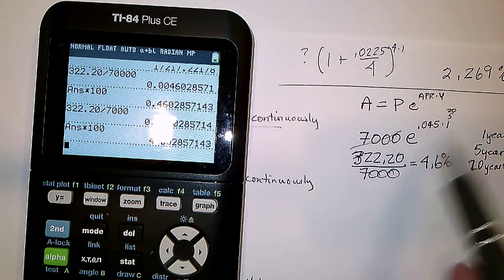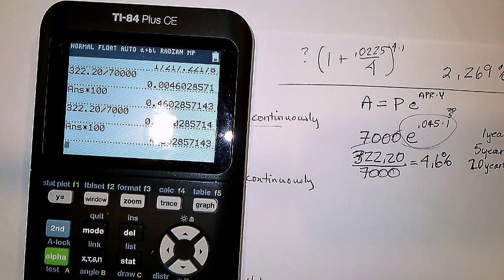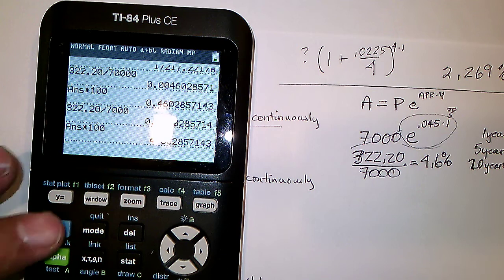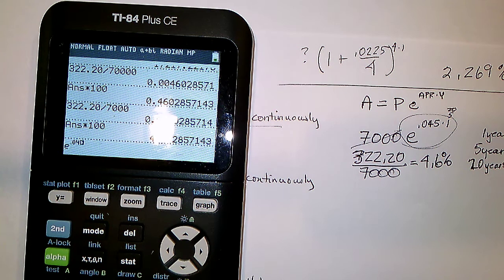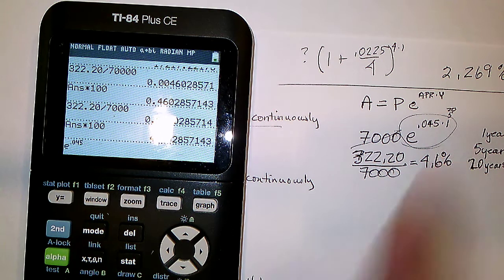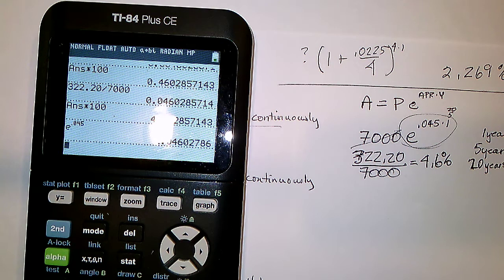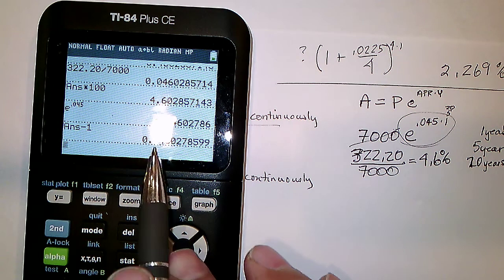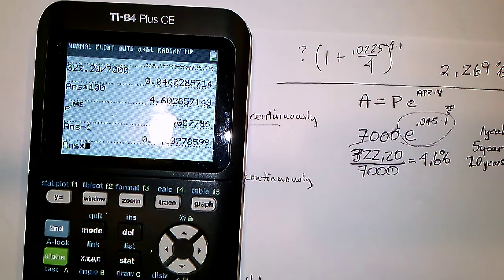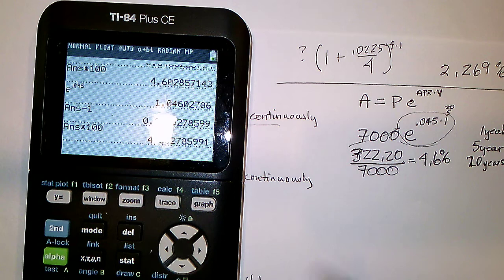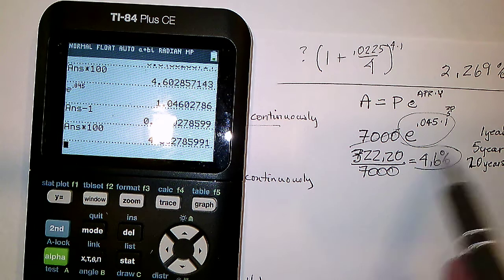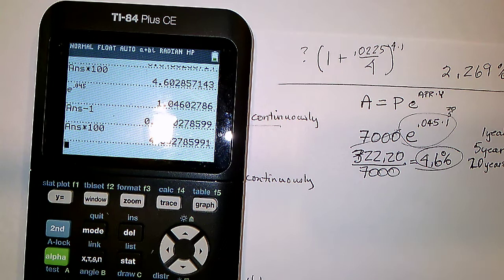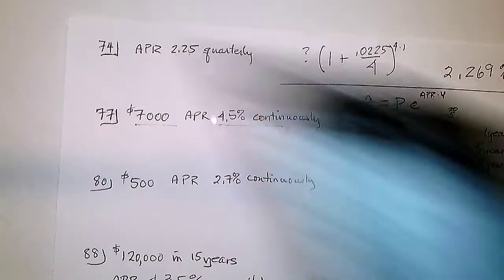Forget how much we started with, just look at this part. So that would be e to the 0.045 times 1 for 1 year, and subtract the 1, times 100, and we get the 4.6027% yield. Okay.